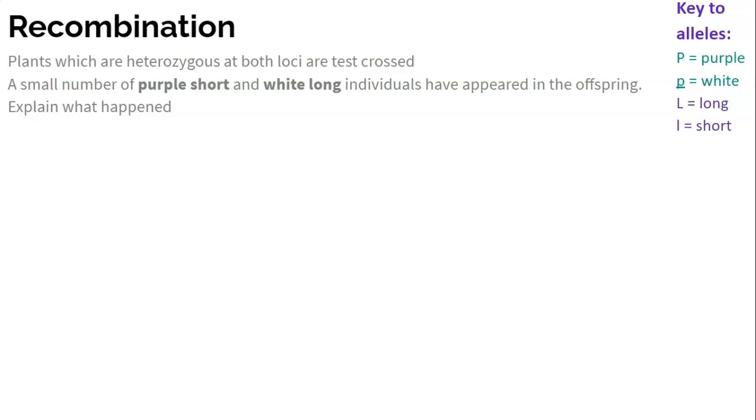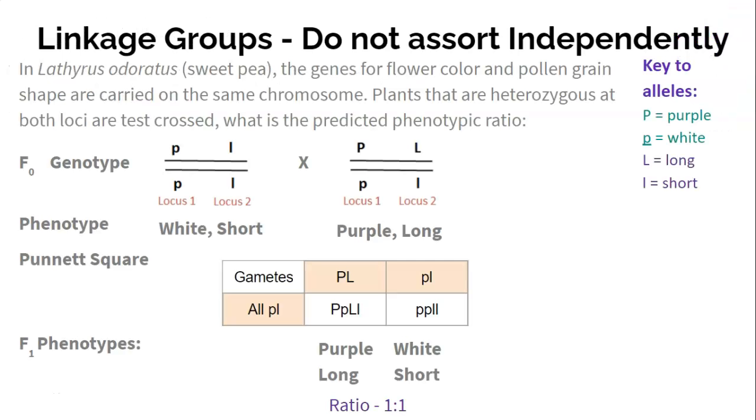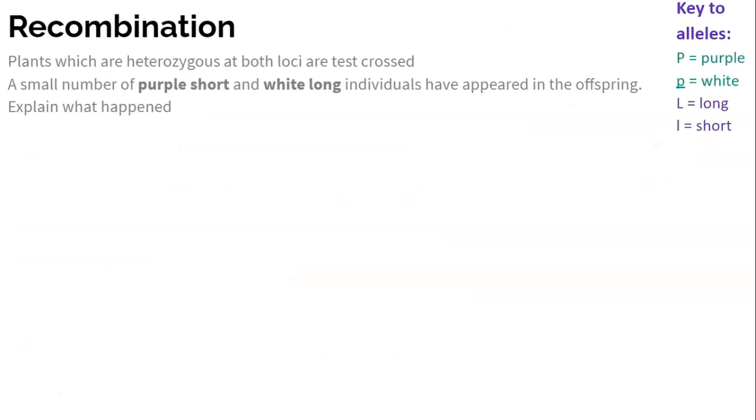Now we get into the craziness of recombination. So recombination is the idea of crossing over taking place. So from that last one, what happened here is that instead of getting that 1-to-1 ratio, the all purple long or all white short, we had some overlap and we had some purple short show up and some white long show up. And that's not what we expected to happen. So let's talk about why that would have happened.